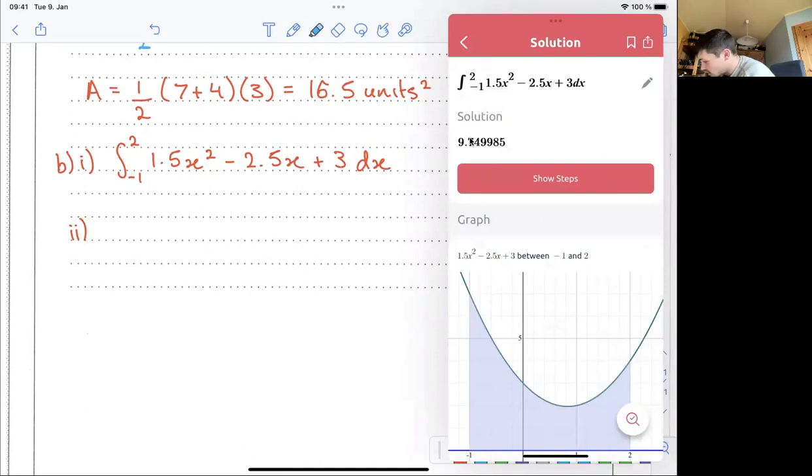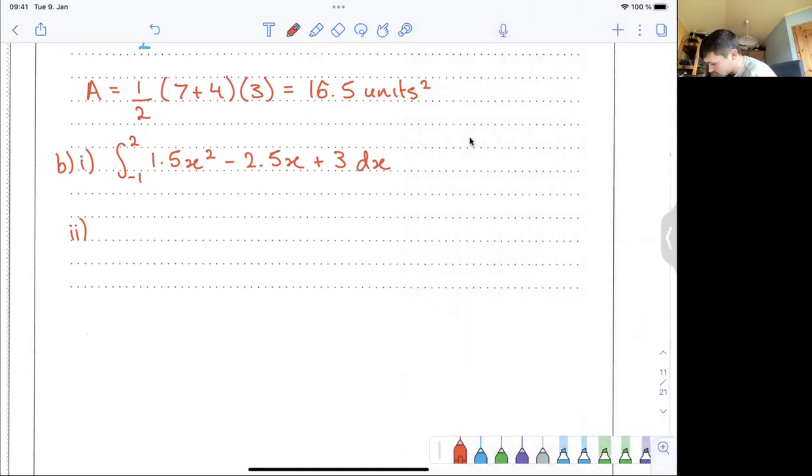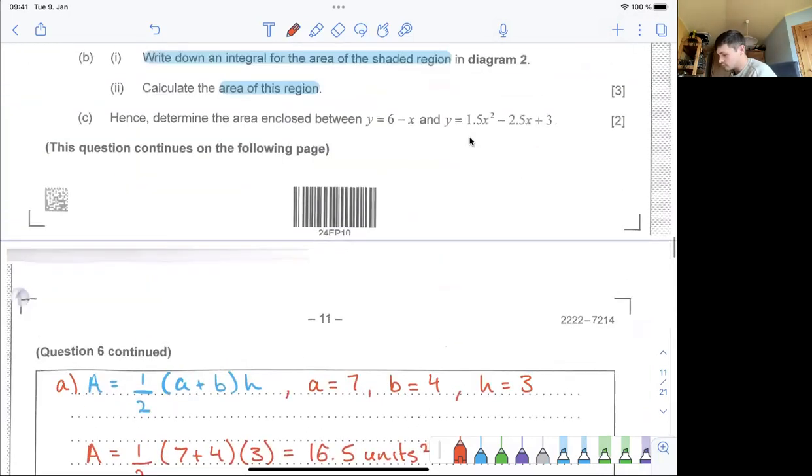All right, so what I'm going to do is, in fact, we'll just get rid of this. We'll say area equals 9.75 units squared. All right, cool. So there is the answer to part B. All right, moving on to part C.